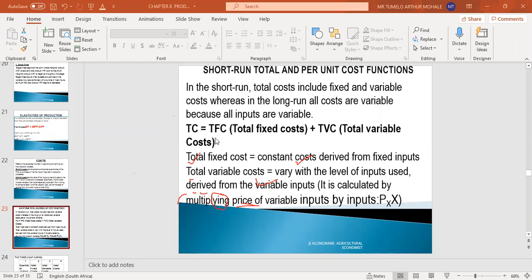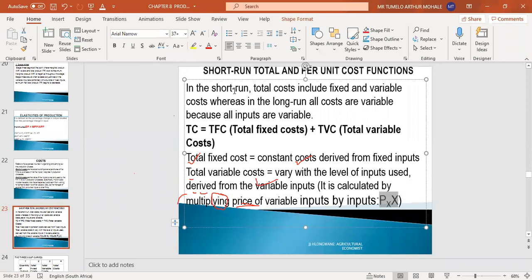So the total cost is the TFC plus the TVC, right? So the TFC is fixed, it will not change. So if they say it's 60, it will be 60 throughout all the production period. But the total variable cost, we can calculate it using this formula. The price of X multiplied by X. Not the price of Y, right? The price of X multiplied by X. So PX is only used when we calculate the what? The total variable cost. Are you still with me?